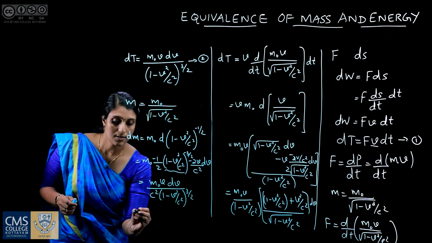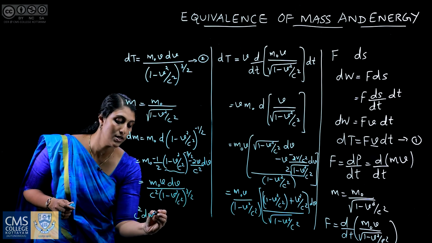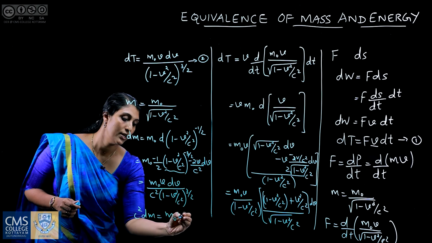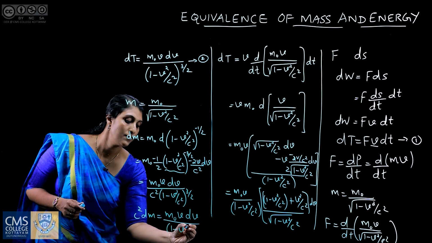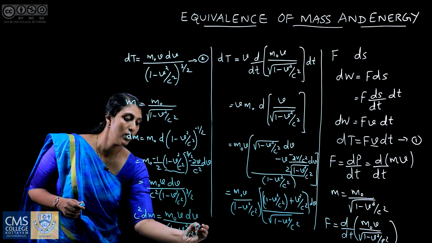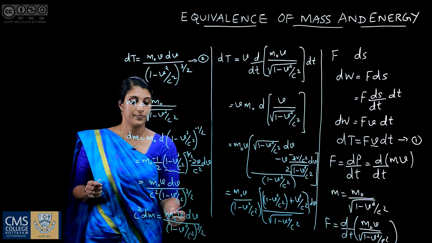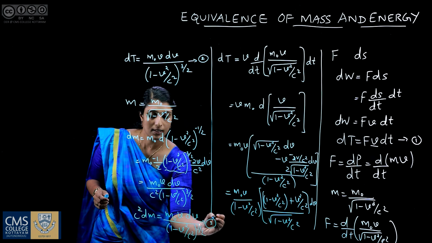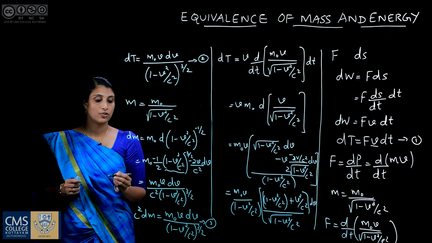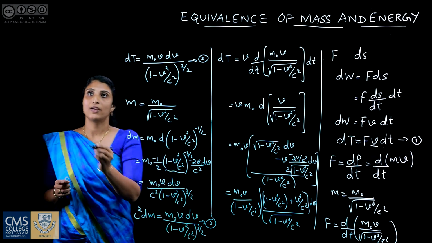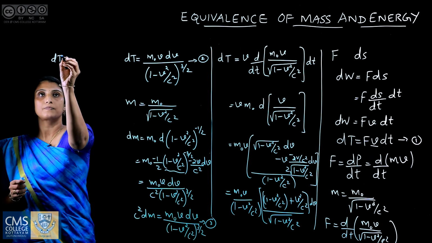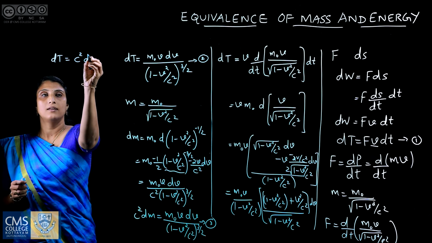This term, on bringing c square to the left, gives c square dm equals m0 v dv divided by 1 minus v square by c square whole raised to 3 by 2. This is equation number 3. On comparing equation number 2 and equation number 3, we have dT equals c square dm.